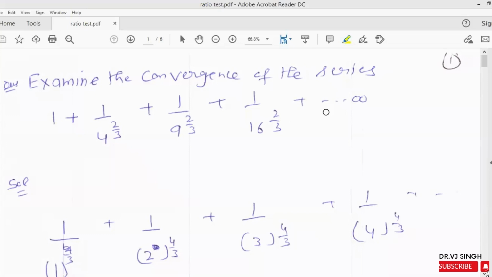Try to find the nth term. Everyone, try to find the nth term of this. I give 2 minutes. Take 2 minutes and try to find the nth term.